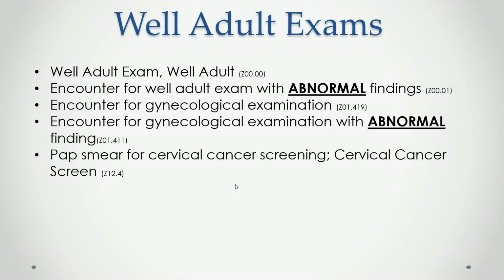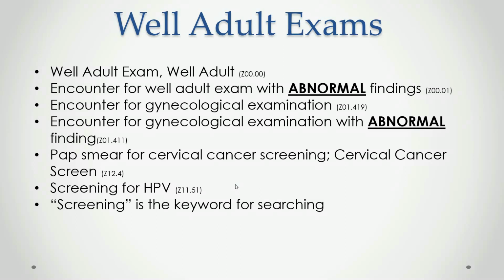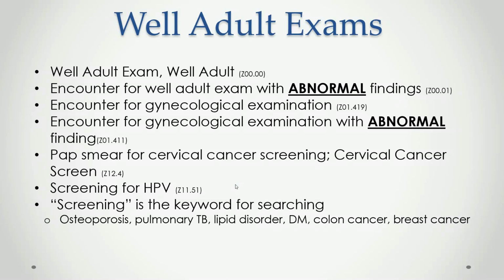If you're collecting a Pap, you want to search for Pap smear for cervical cancer screening or just cervical cancer screening. If you're screening for HPV, there's a code for that as well. The thing about well adult exams is the word screening. That will be the key thing when you're searching. If you're sending a DEXA scan, that'll be screening for osteoporosis. You're placing a PPD, that's screening for pulmonary TB. You're screening for colon cancer with guaiac cards or sending them for a colonoscopy, or doing breast cancer screening with an exam or mammogram, you want to use the word screening. There will be STI screening as well, versus just an HIV screening code by itself.